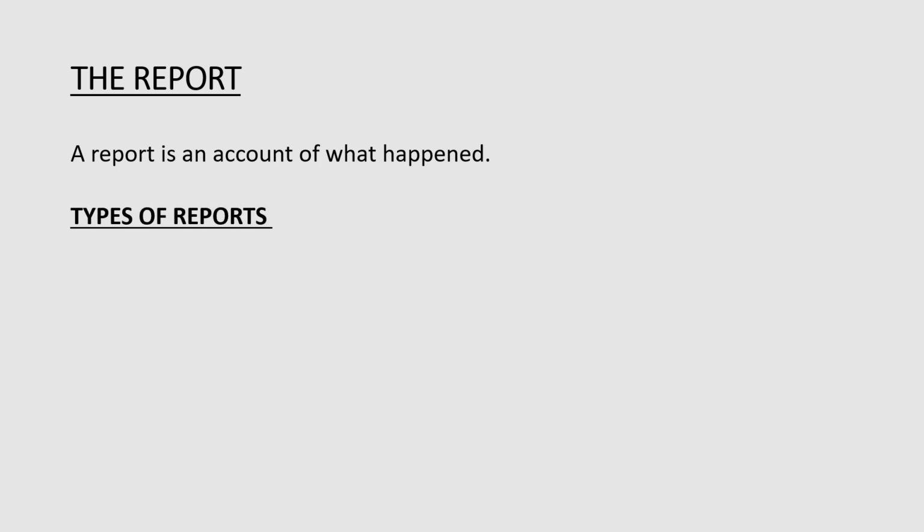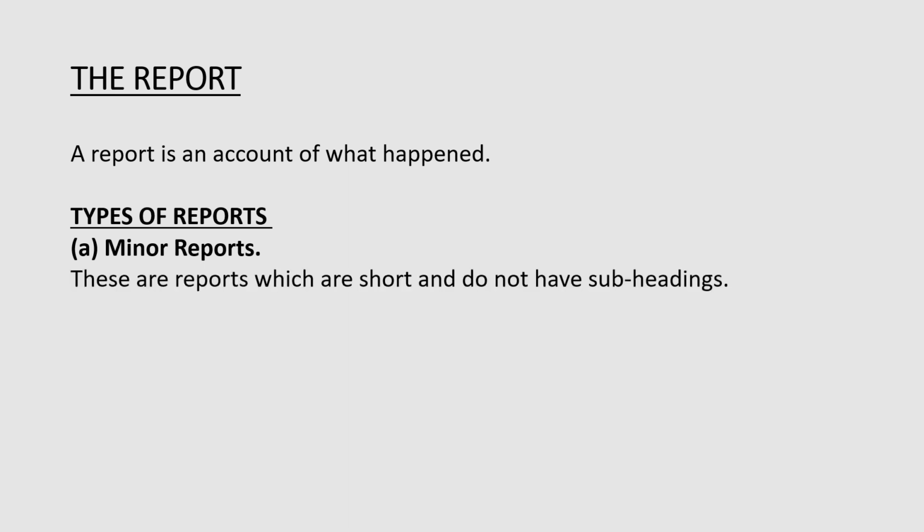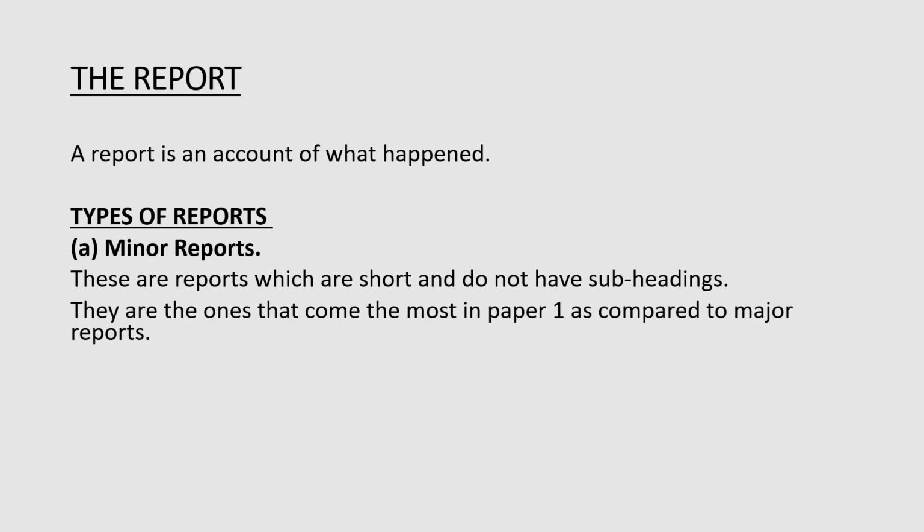So what are the types of reports? There are what are called minor reports, which are the ones that are expected of you in an exam. Of course, not always, but most of the times it's minor reports. What are minor reports? Minor reports are reports which are short and do not have subheadings. You understand this with examples, of course. They are the ones that come the most in paper one as compared to major reports.